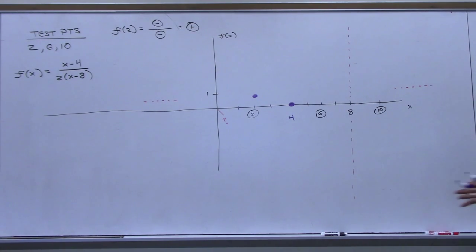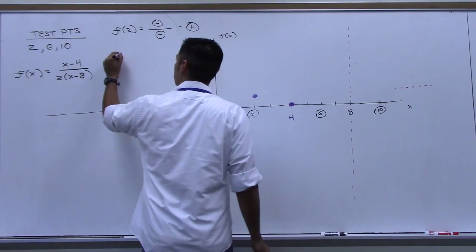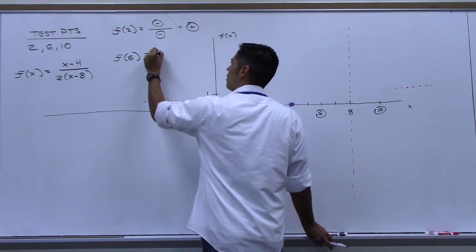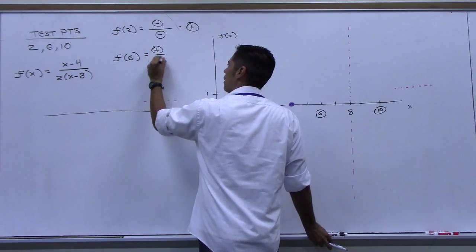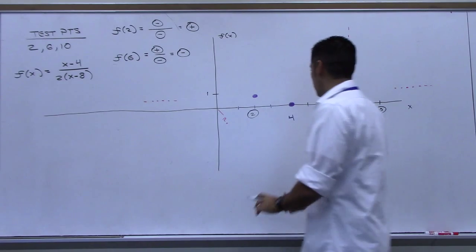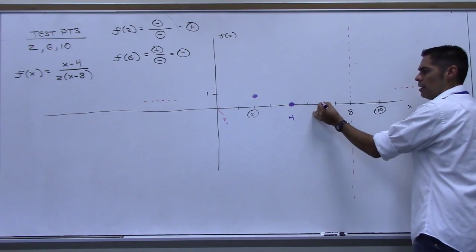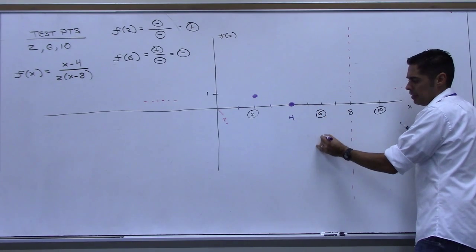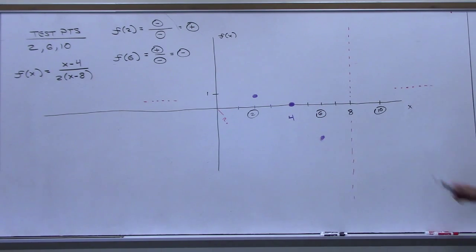All right, what about 6? What happens when you plug 6 in? What do you get on top? Positive on top, negative on the bottom, and a positive divided by a negative is negative. So that means when I go out to 6, I need to put a point below, right? So anywhere right here? Is that okay with you?